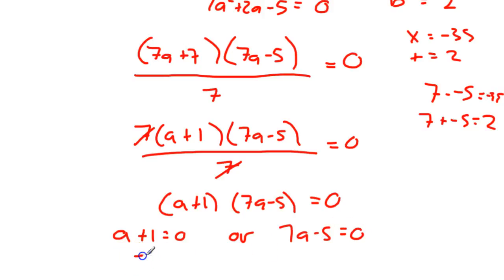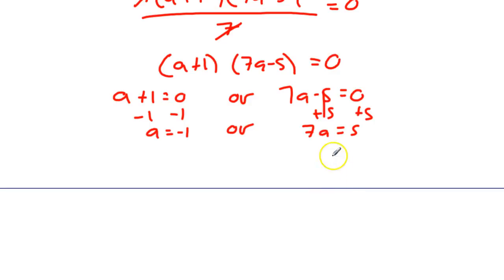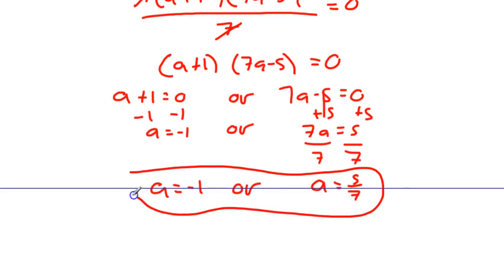So when I solve, I do minus 1, a equals minus 1, or plus 5 cancels, 7a equals 5. Need a little more real estate down here. Then I divide by 7, a equals 5 divided by 7. So I have a equals minus 1, or a equals 5 over 7.